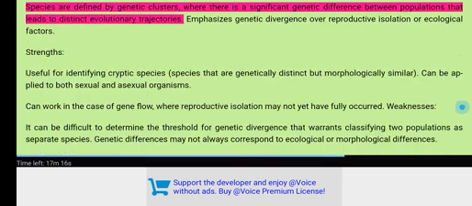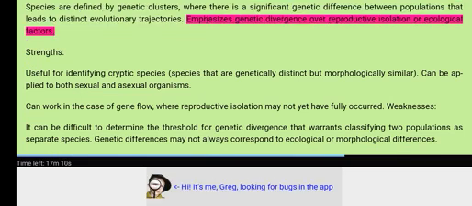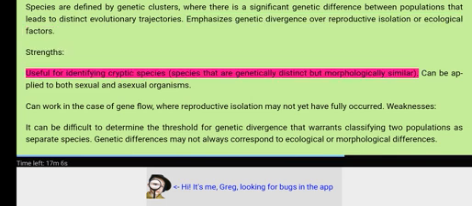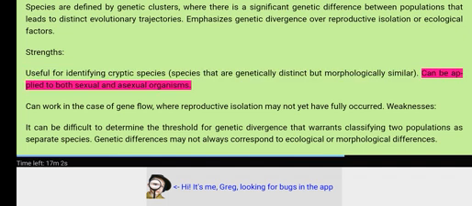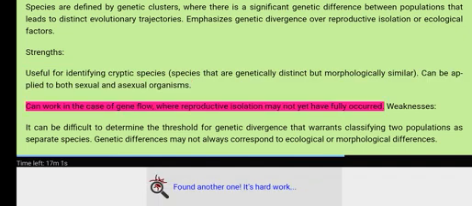Key features: species are defined by genetic clusters, where there is a significant genetic difference between populations that leads to distinct evolutionary trajectories. Emphasizes genetic divergence over reproductive isolation or ecological factors. Strengths: useful for identifying cryptic species, species that are genetically distinct but morphologically similar. Can be applied to both sexual and asexual organisms. Can work in the case of gene flow, where reproductive isolation may not yet have fully occurred.